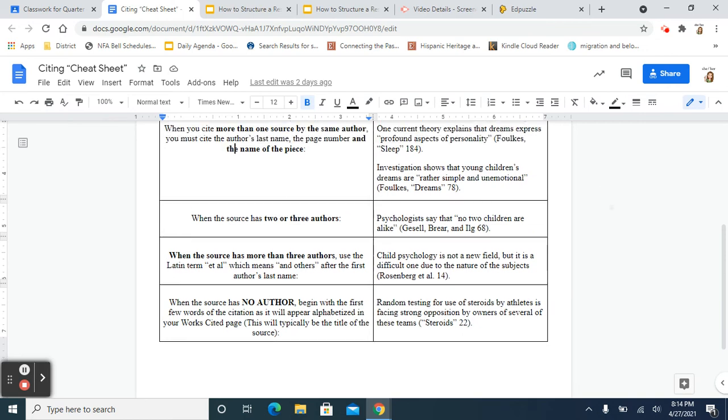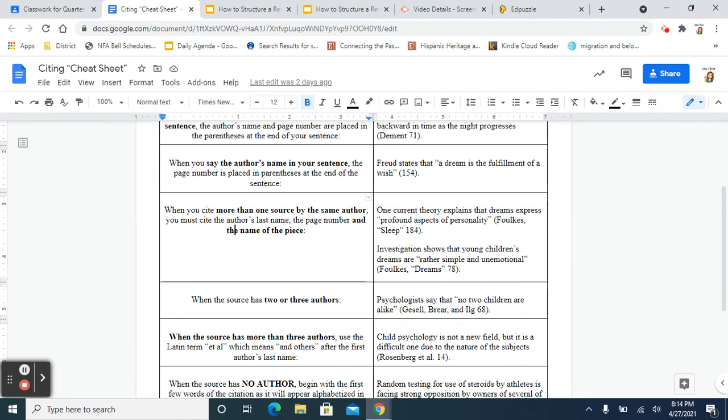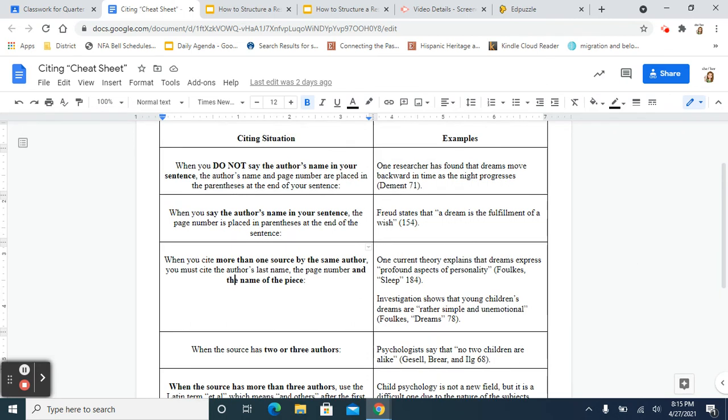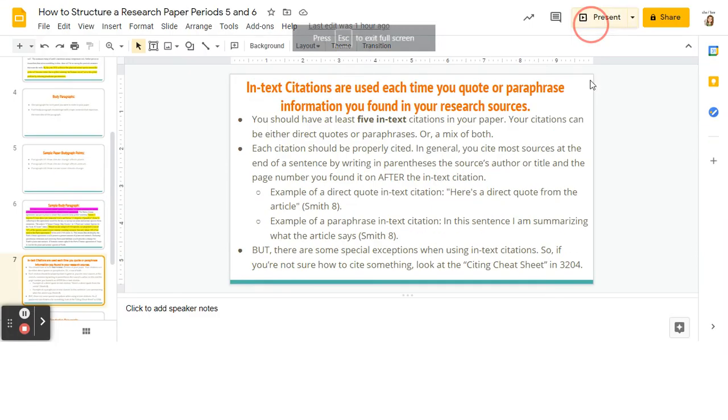There are others here, like if there's a source that has more than 3 authors or a source that has 2 or 3 authors. What do you do if you cite more than one source by the same author? What do you do if you say the name of the author in your sentence? It goes over different uncommon citing situations if you're ever confused on how to cite. So you can look at that cheat sheet, or you can always ask me if you have questions.